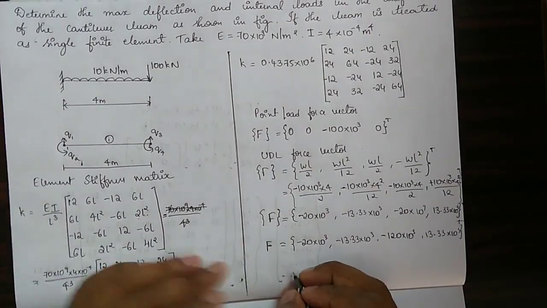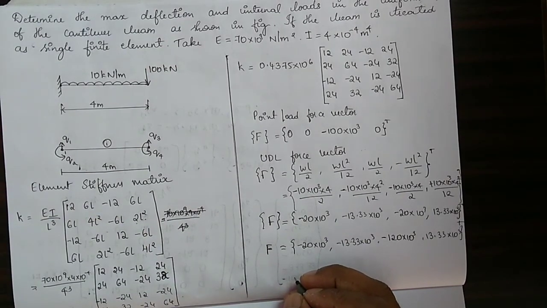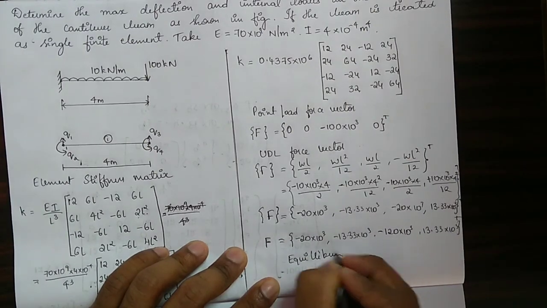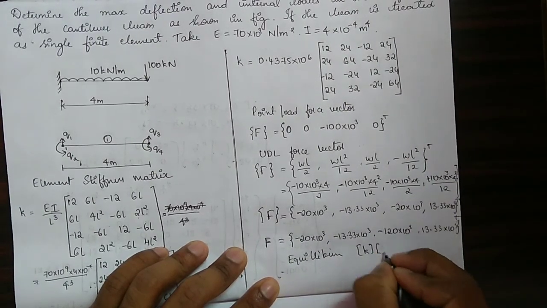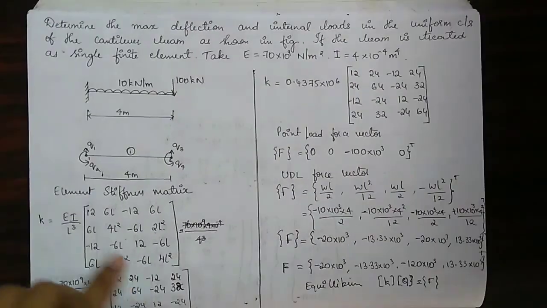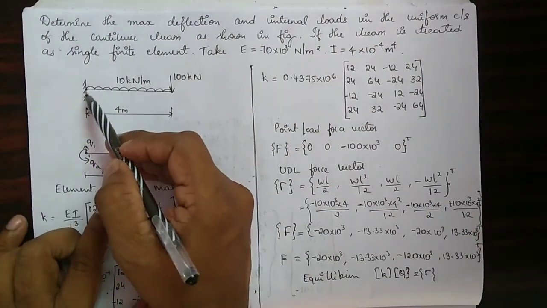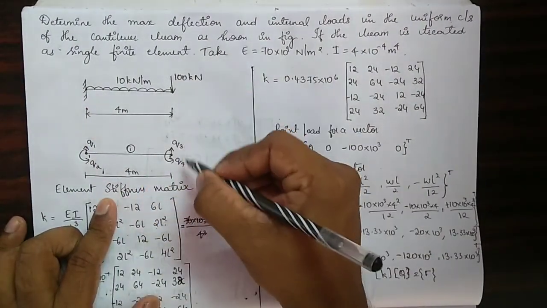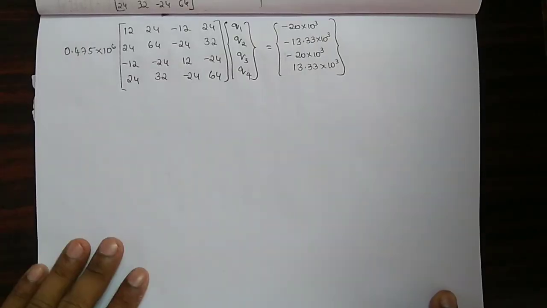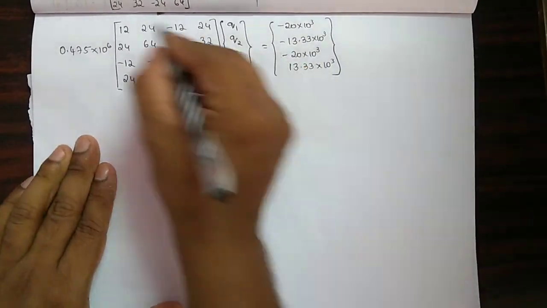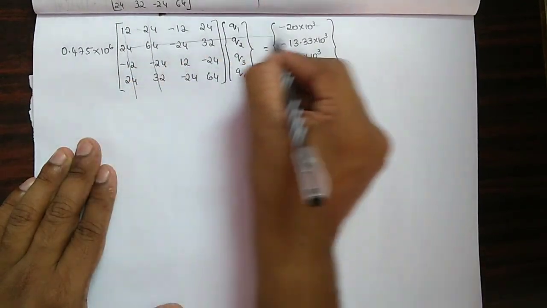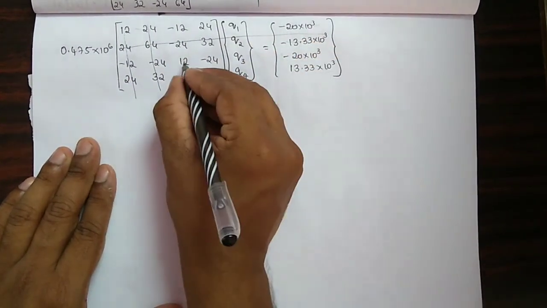Next we have to apply these force vectors in the equilibrium condition. Equilibrium is nothing but KQ equal to F. As we can see from the boundary condition, this part is fixed, so Q1 and Q2 will be 0, and only Q3 and Q4 have to be found out. Now I have written the K, Q and F values, and we will cancel off the first row and first column, second row and second column. So the remaining things will be this.